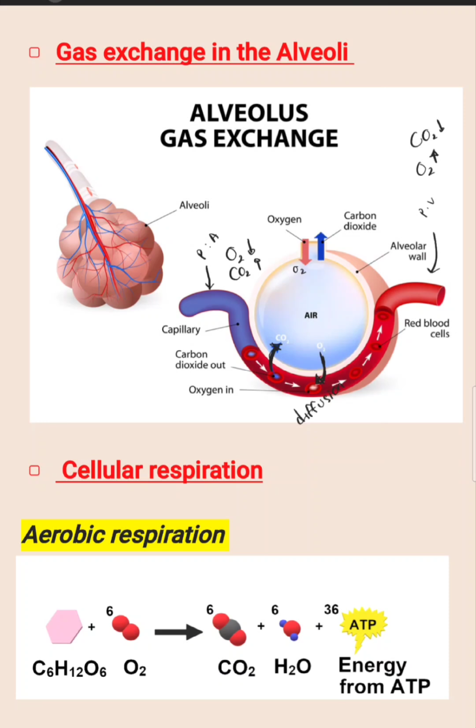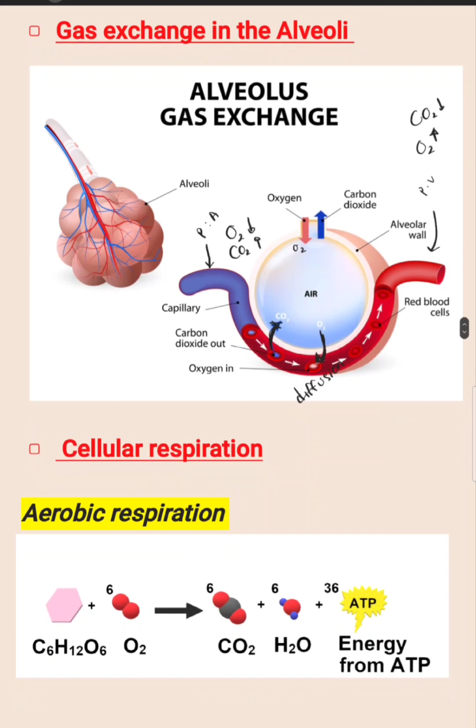For efficient gas exchange between the alveoli and blood, there are some adaptations in the alveoli. Those are the thin and moist wall of the alveoli, the presence of a blood capillary network around the alveoli, and the presence of a large number of alveolar sacs. Those are the adaptations of the alveoli wall, or respiratory surface, for efficient gas exchange.